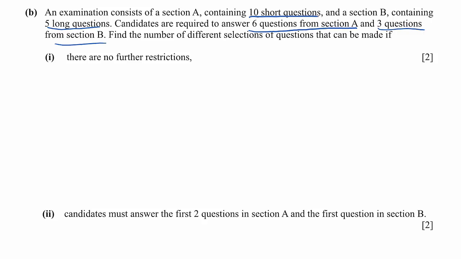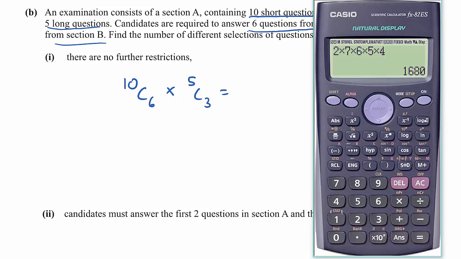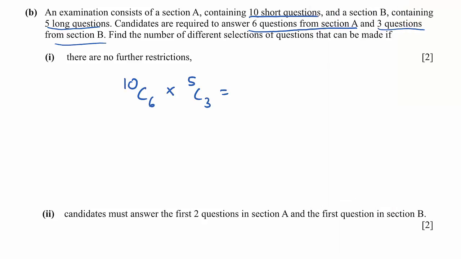Well, the order won't matter here. You've just got to answer the questions. It doesn't matter what order you do them in. So these are going to be combinations. So for section A, it's 10C6. And then from section B, you've got 5C3. So let's calculate that. So we've got 10C6, and we're multiplying that by 5C3. So that's going to give me 2,100.